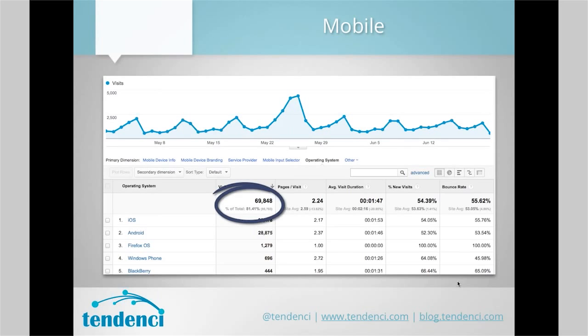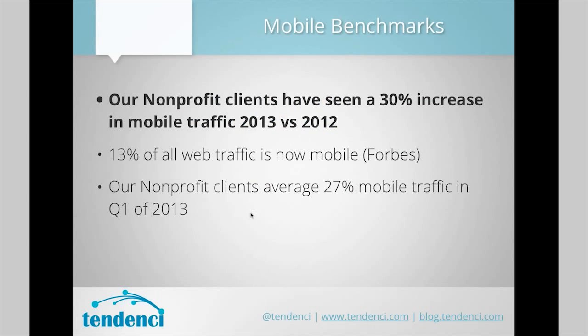So mobile is a fun report. Mobile is growing. Obviously, this is an example of a nonprofit website that has 81% mobile traffic. That is crazy. That is so high. Most of our clients are not nearly that high. I'm going to show you how to pull the mobile data reports, and we're going to look at a couple of quick benchmarks. We work with a lot of nonprofit websites.